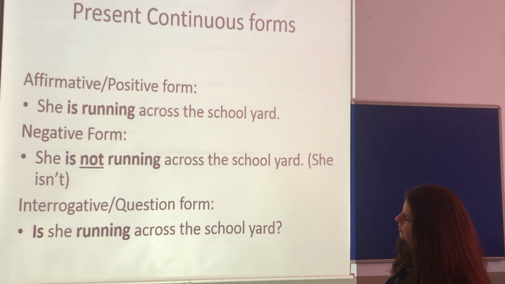The interrogative or question form. Is she running across the schoolyard? Well, you may notice that we have reversed the places. The subject is between the verb to be, is, and running. So, is she running across the schoolyard? Remember to put a question mark at the end of a question sentence.